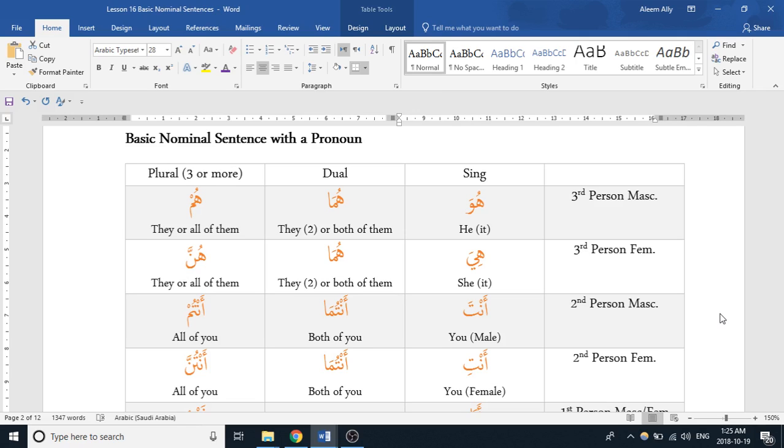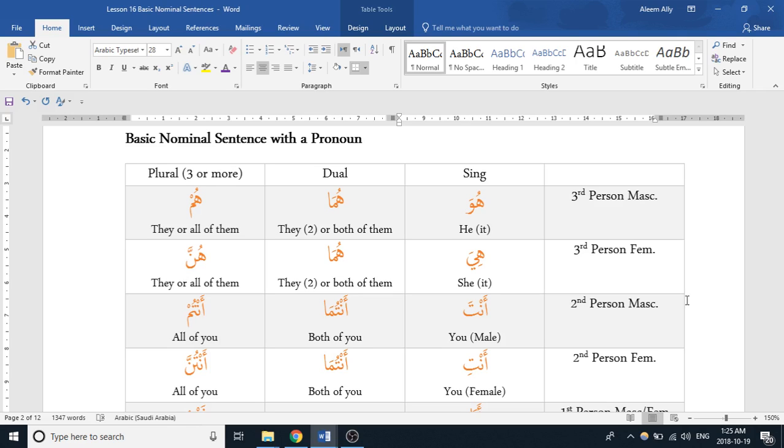And it's made up of two components, just like in English. It's made up of a subject, which is known as a mubtada, and a khabar, which is the news or the information about that subject. So in Arabic, the subject is going to be definite, and the khabar is going to be indefinite in a basic nominal sentence. Just keep that in mind. The mubtada and khabar are also going to match in number and in gender, and in a basic nominal sentence, they're both going to be in a state of rafa.